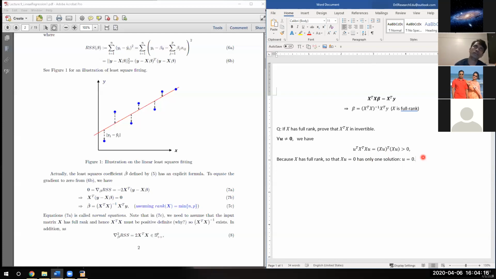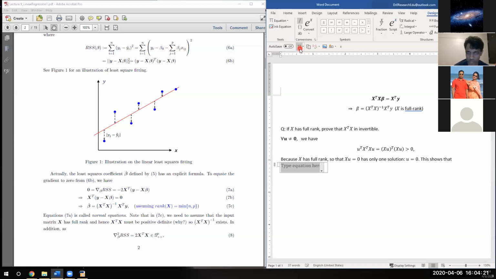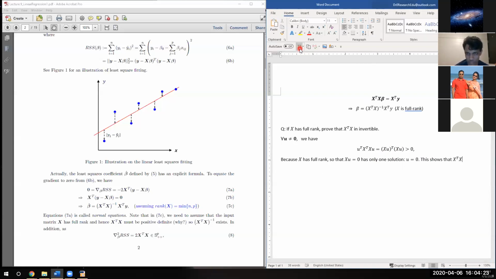So in that case, this shows that XTX is PD, and hence it is invertible. Again, invertible. That's the reason why, as long as I say that matrix X has full rank, this must be invertible. And the other side is also correct. If this is invertible, then your X must have full rank.